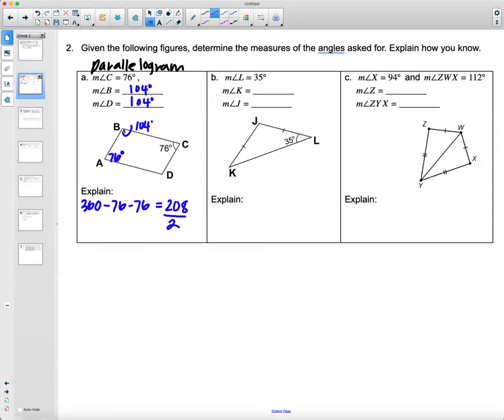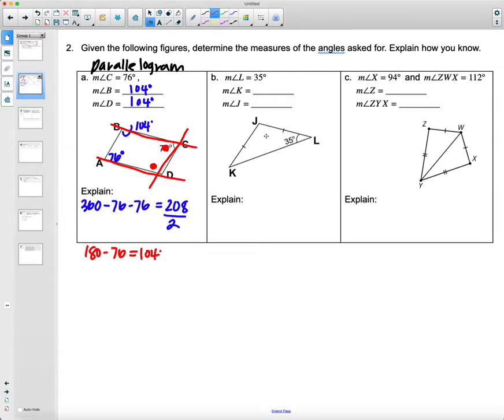Another way is to think of the parallel lines. Remember that these two lines are parallel, and then you could use this as a transversal. So the angles right next to each other, this one and this one, have to total 180. So you could also do 180 minus 76 to get that 104. And then again, opposite angles are equal to each other. So a couple different ways to do that.